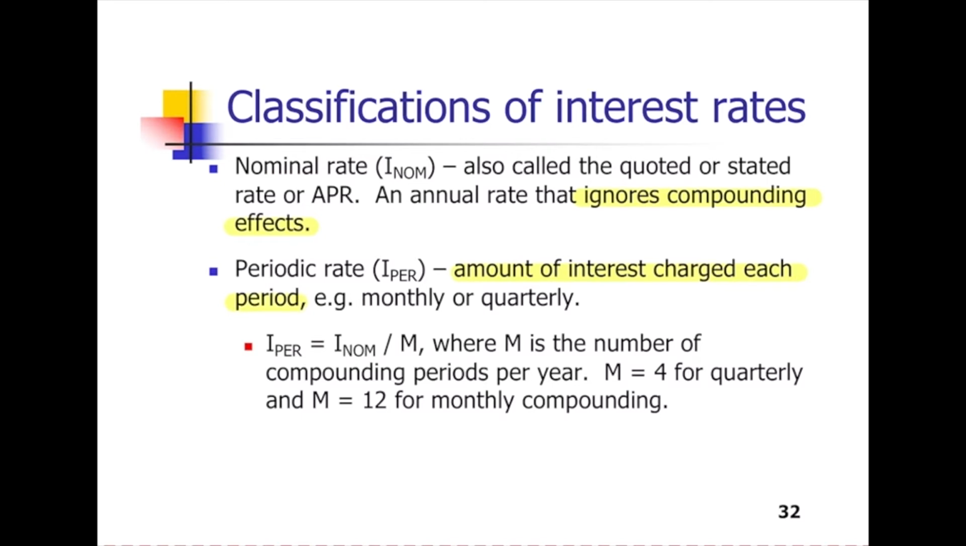It is used for calculation, so we have a general formula like this. I per year is calculated by I nominal over M. M is a very important concept here. M is the number of compounding periods per year. So M equal to 4 means quarterly compounding. M is 12 means monthly compounding. What about daily compounding? M is what? When you have daily compounding, M is 365.